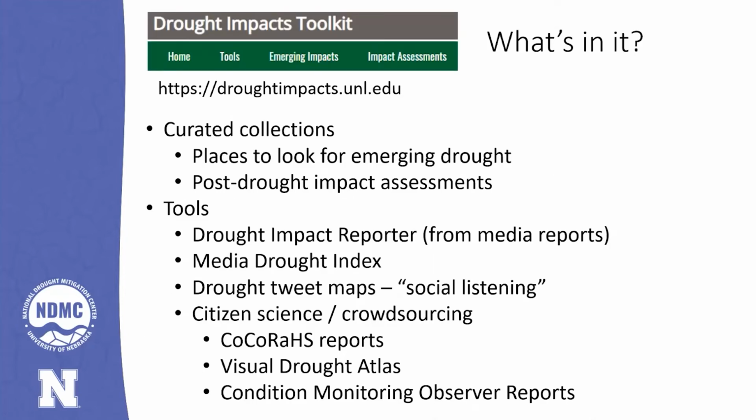So then what the Drought Impacts Toolkit, a newish website at the Drought Center since 2018, brings is a couple of curated collections. Basically, these are not tools that exist on our site. We've got places to look for emerging droughts and post-drought impact assessments. I will talk very briefly about places to look for emerging drought. The rest of my talk is going to be about monitoring emerging drought impacts, and then we'll plunge into the elevator speech on the different tools.